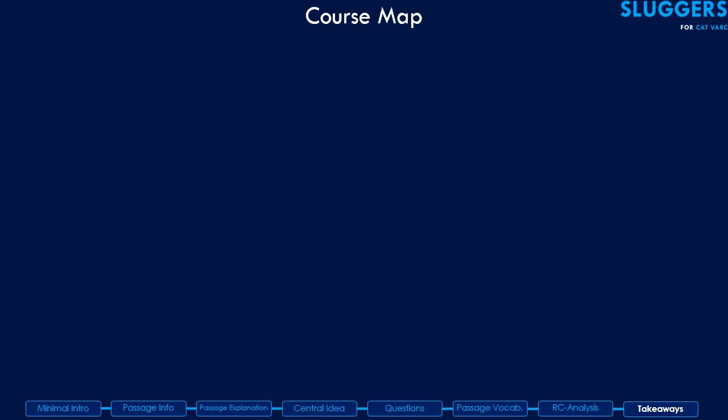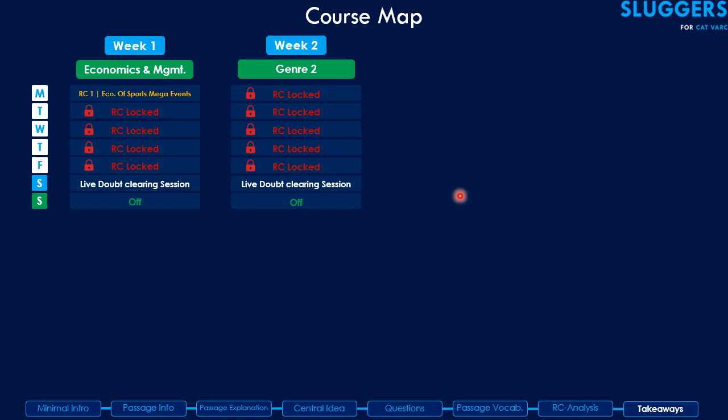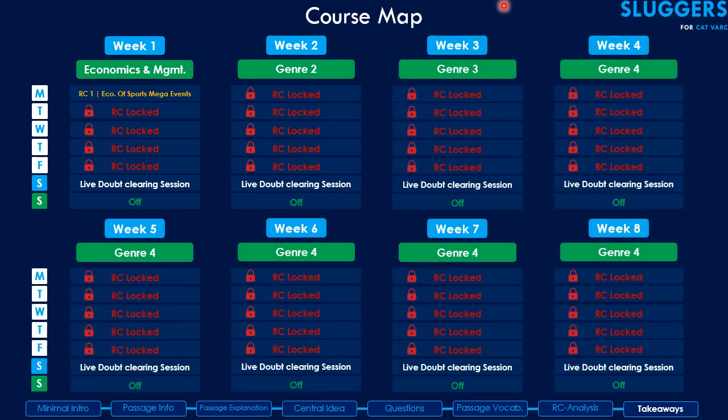And the one final slide that I'll take you through now is the detailed course map. In this session, we solved the first RC of the first genre, which was economics and management. And this is just the first week. As I already told you in the introduction, we'll be uploading RCs every weekday, that is Monday, Tuesday, Wednesday, Thursday, Friday. Saturdays, we'll have the live doubt clearing session for these RCs. And post that, the same cycle will continue for 8 more weeks, where we'll do the same for 8 different genres. That means 40 RCs to cover.